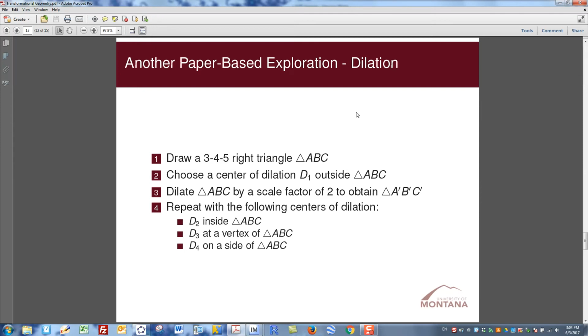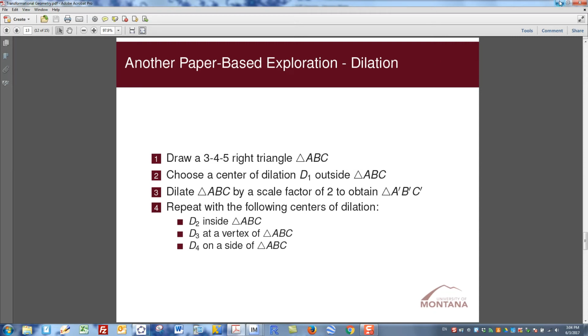Let's try another paper-based exploration. This is the one I usually do to motivate what a dilation is. I have a little worksheet that I'll put on the website, but we're going to draw a 3, 4, 5 right triangle, choose a center of dilation outside of the triangle, and dilate the original triangle by a scale factor of 2, and then repeat with the following centers. So a dilation where the center of dilation is inside, where it's on a vertex, and on a side.